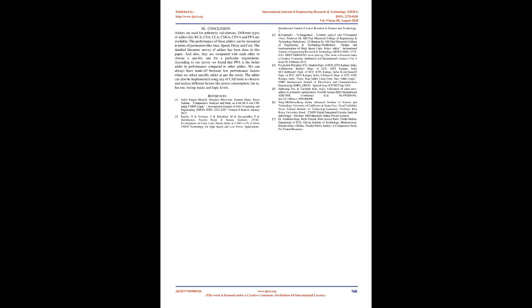9. Conclusion. Adders are used for arithmetic calculations. Different types of adders like RCA, CSA, CLA, CSKA, CSVA, and PPA are available. The performance of these adders can be measured in terms of parameters like area, speed, delay, and cost. A detailed literature survey of adders has been done in this paper. And also, they are compared with each other to choose a specific one for a particular requirement.